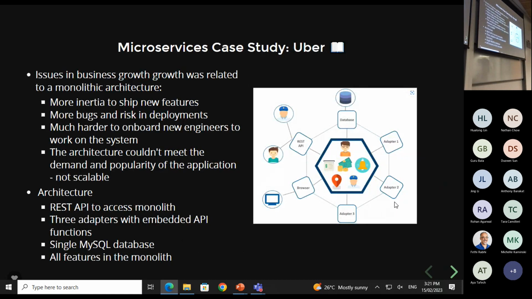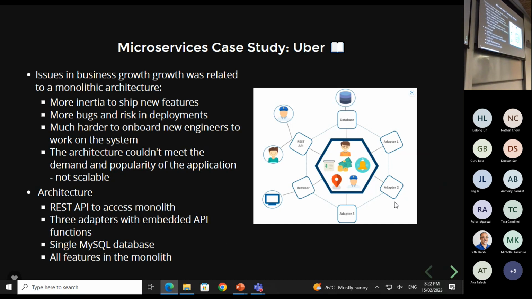All right, here's another case study. Very similar, Uber, which again sort of blew up in the early 2010s and is now, who uses Uber? Yep, I use it all the time because I'm lazy. Cool. So issues in business growth were related to monolithic architecture. So they had this monolith, which couldn't scale. It couldn't handle the number of users that were interacting with the software.